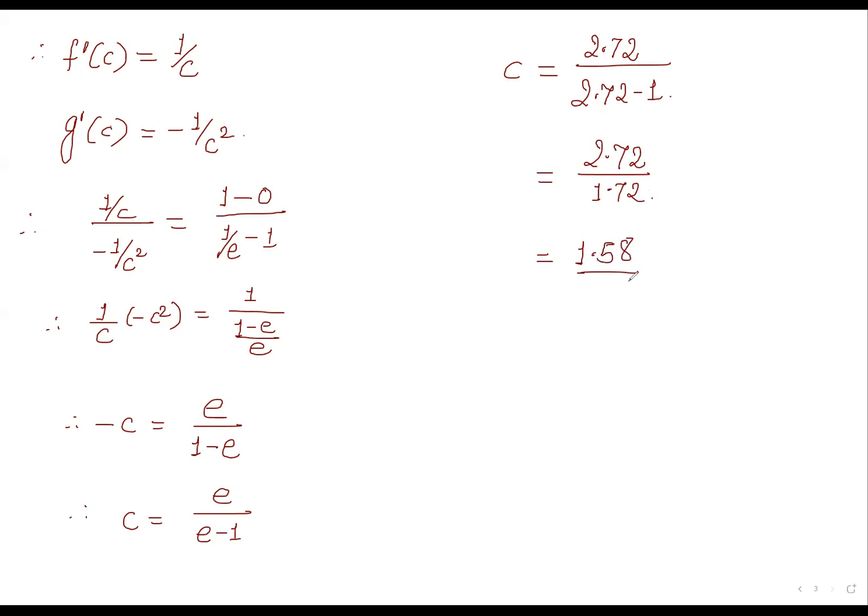And 1.58 belongs to that interval 1 and e, isn't it? That is, 1.58 lies in between these two endpoints, 1 and e. Hence, Cauchy's mean value theorem is verified. Okay? Everyone understood this? Yes, ma'am. Yes, ma'am. Okay.